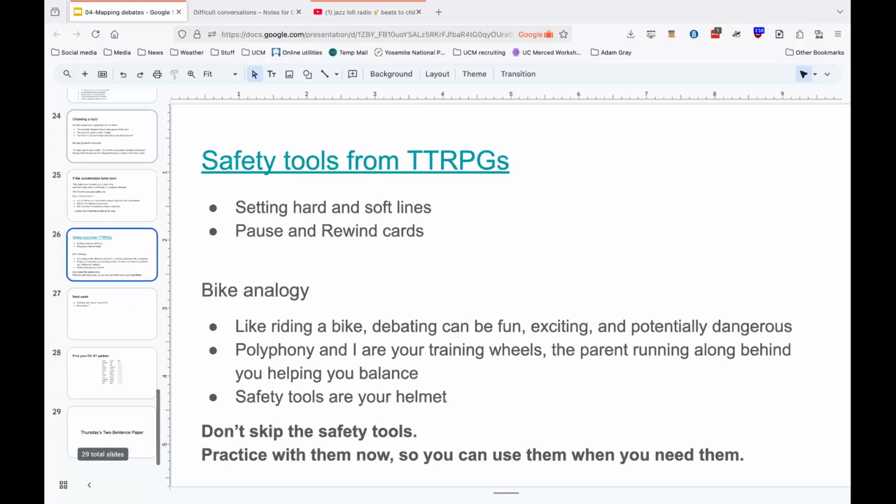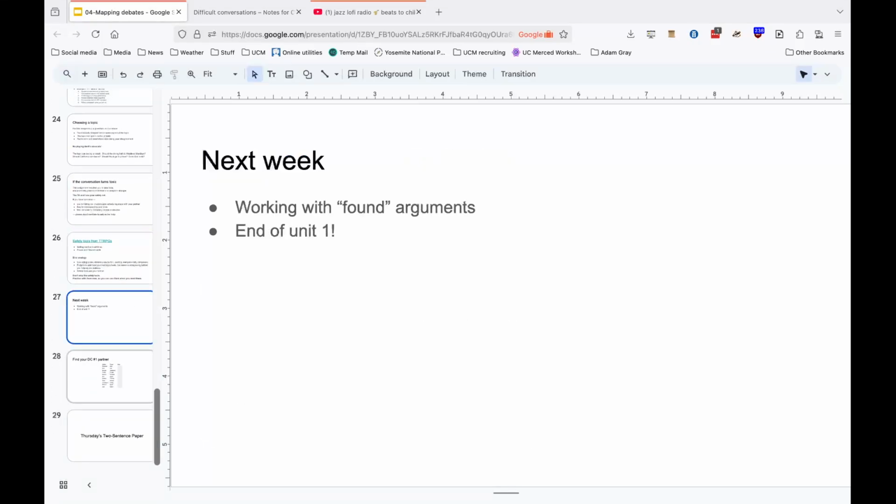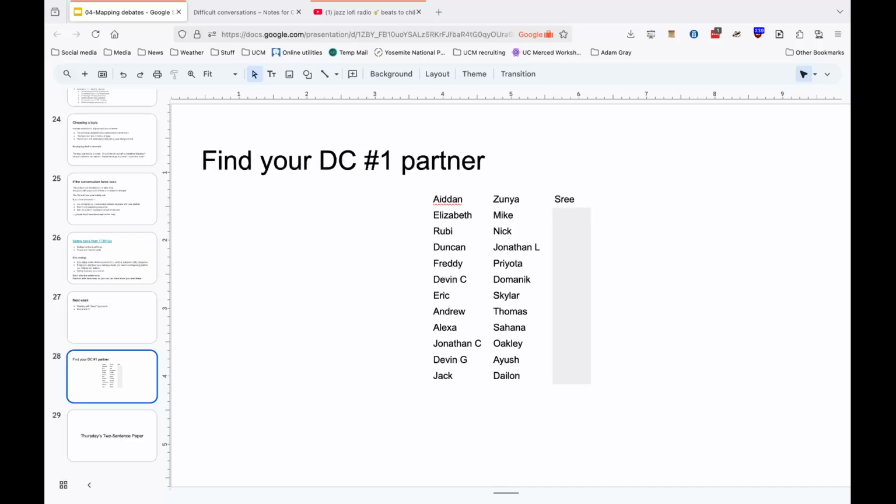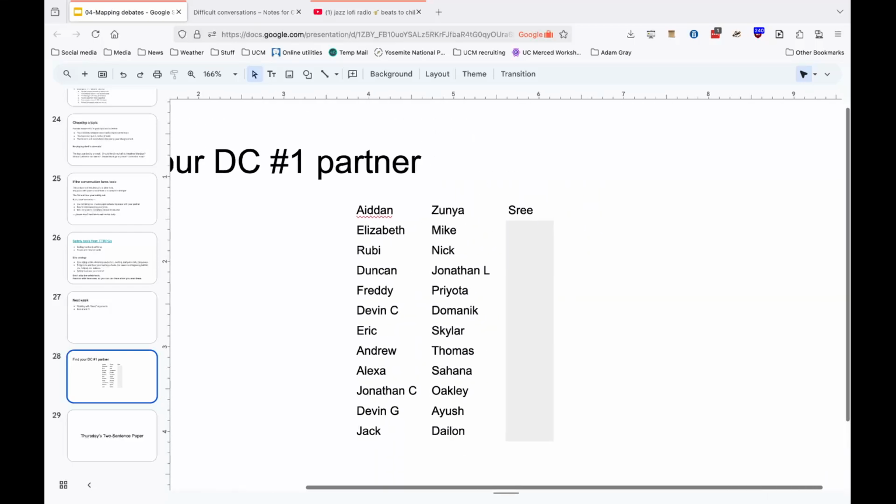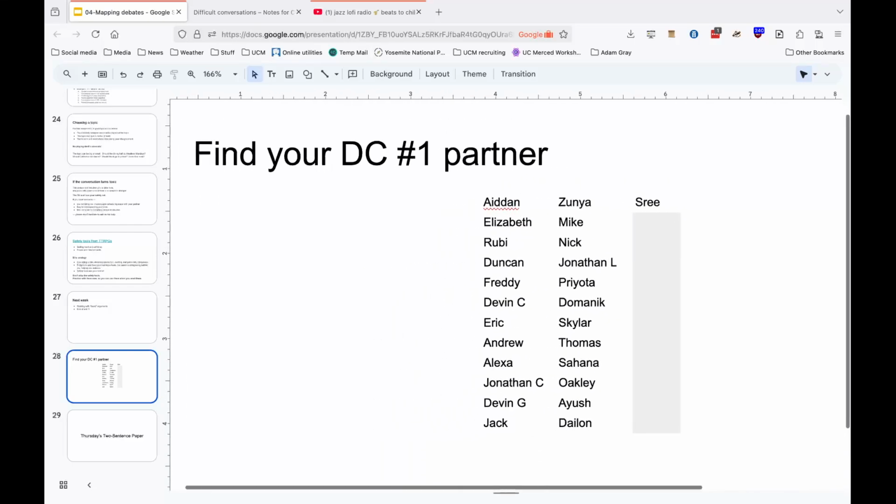Okay, sorry, we are really at time. I'm going to jump right to this. These are the pairings for difficult conversation number 1. Take a second, find your name. Then we will do a quick round so that everyone gets everyone else's name. I'm sorry, we are running past time today. Usually I'm very good about this.